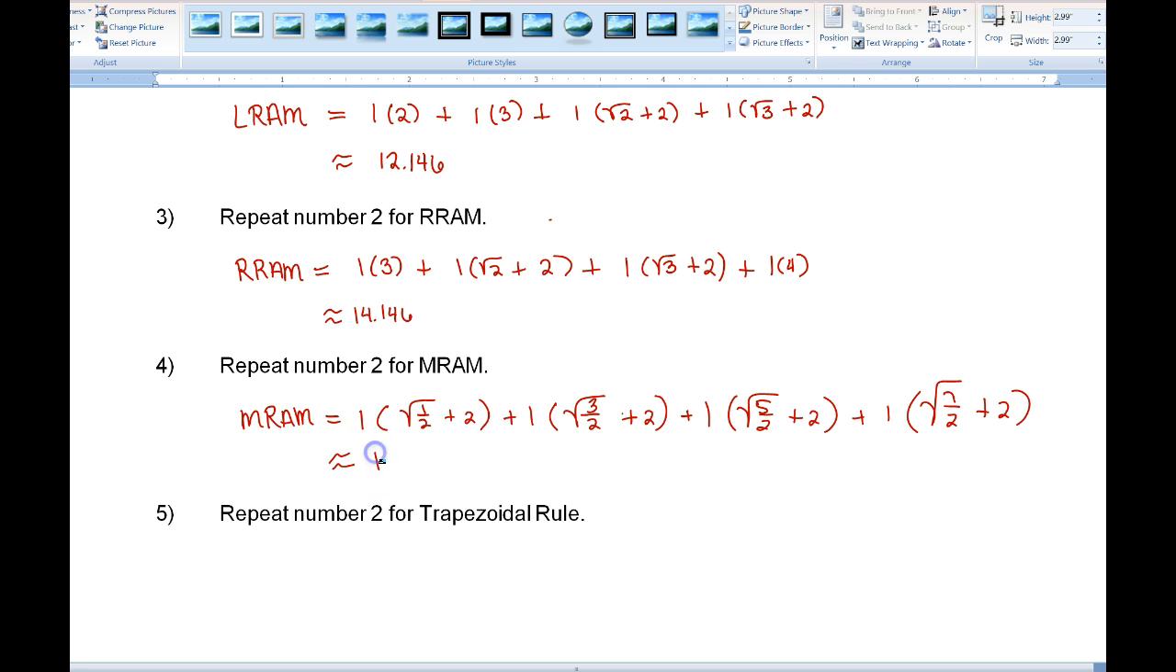Now we get, hopefully, 13.3. Oh, you got 3 or 4? Maybe. So it's a 4.